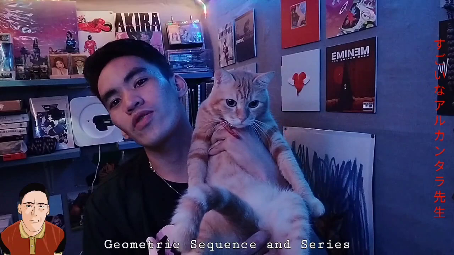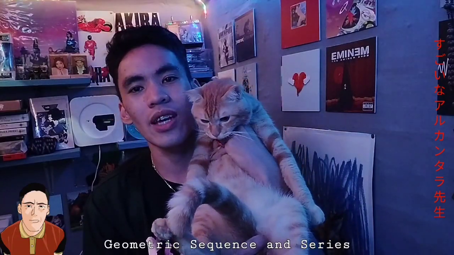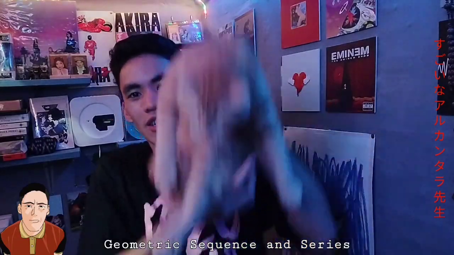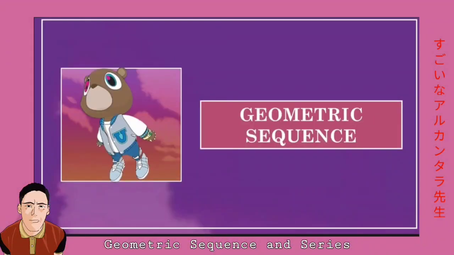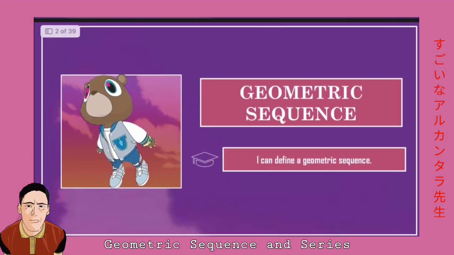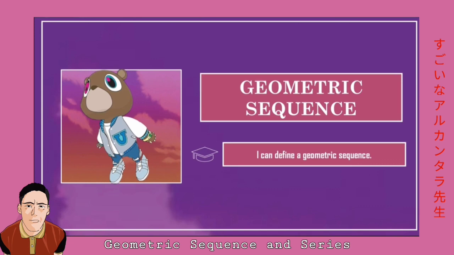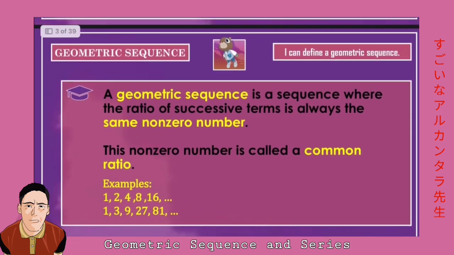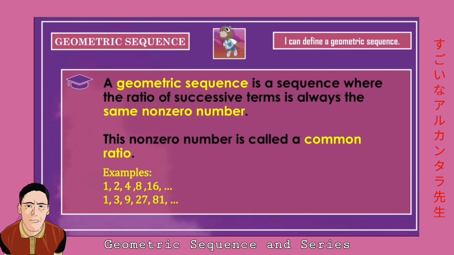But anyway, this video is about geometric sequence and series. Let's just jump right into it. To kick things off, let us first define what a geometric sequence is. Basically, a geometric sequence is a sequence where the ratio of successive terms is always the same non-zero number. And this non-zero number is called a common ratio.